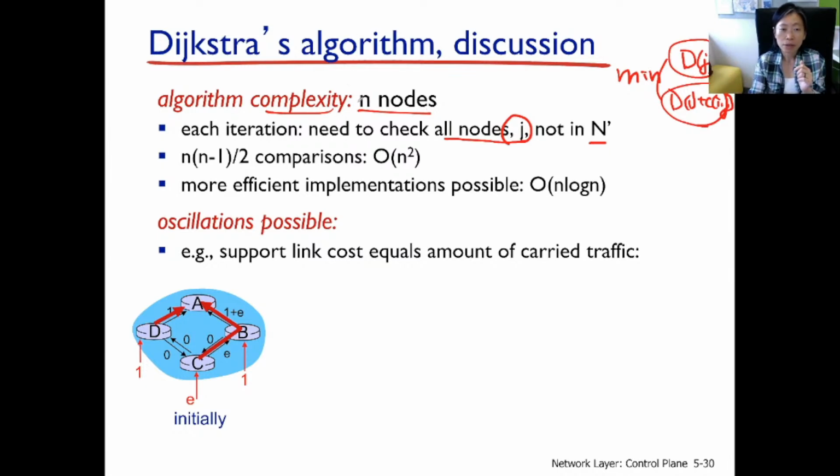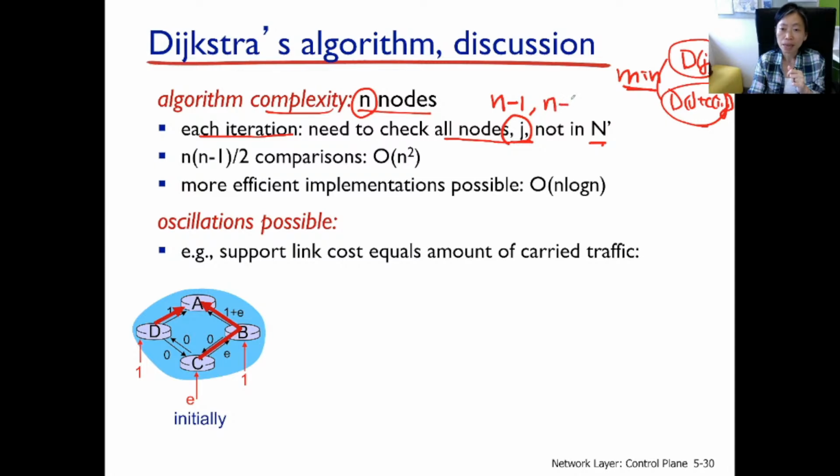Inside the network, there are n nodes. In the first iteration, only the source is in N prime. How many j's are connected to the source? Yeah, it's fully connected. Therefore, n minus 1 nodes will all be j, and we'll need to do a min for each of these j. First iteration, we'll need to do n minus 1 comparisons.